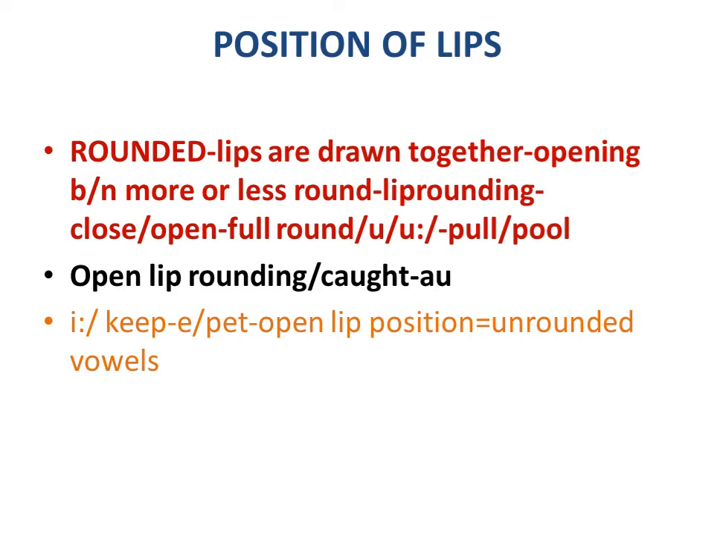E, that is keep. E sound. Keep. E, pet. There the lips are in open position. Unrounded vowels. This is called unrounded vowels. There is no rounding of the lips. E, spreading level. Keep. E, pet. The lip position is open. It can be called unrounded vowels.